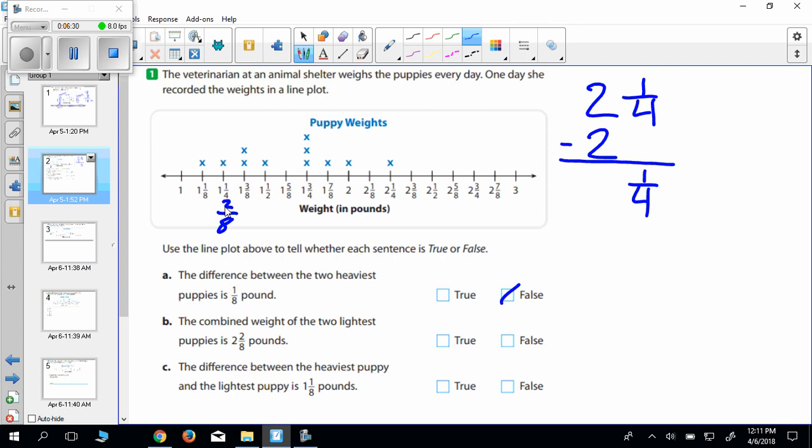So the combined weight. Combined weight means that we need to do what? Add, subtract, multiply, or divide. We need to add. Okay, we're going to add. So we're going to add 1 1/8 and 1 2/8.